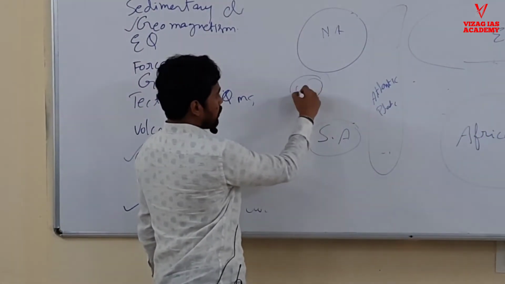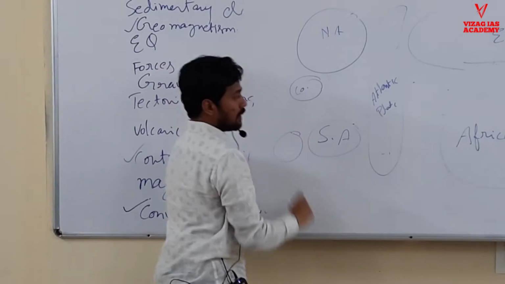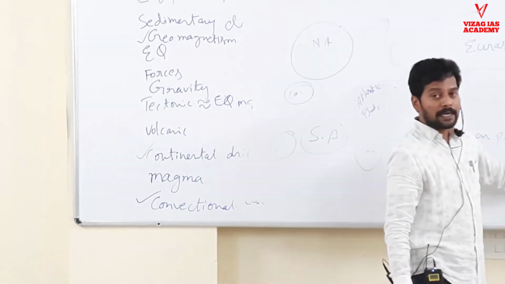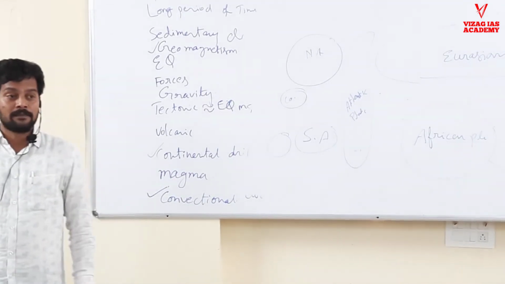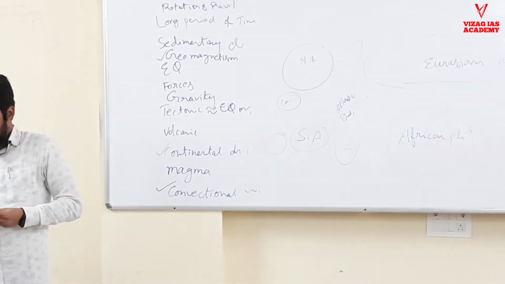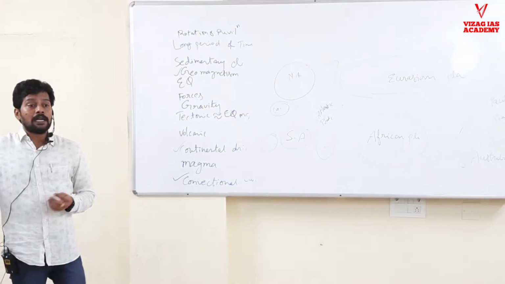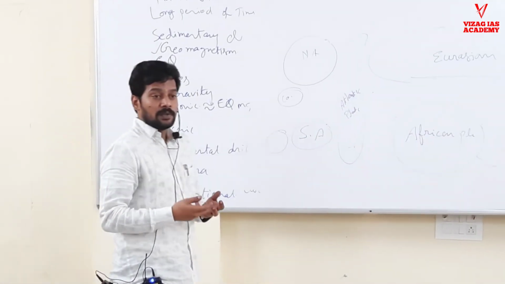Here, the Cocos plate is there. Here, the Nazca plate is there. Here, the Indian plate is there. Here, the Sunda plate is there. Like that, hundreds, 50, 60 plates are there. That means the topmost layer, whatever we are calling lithosphere, is not contiguous.